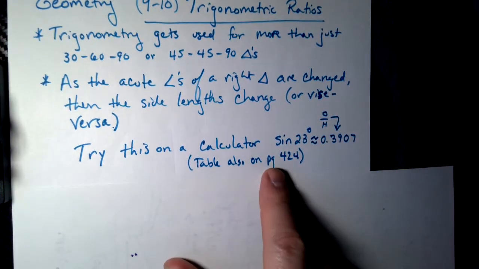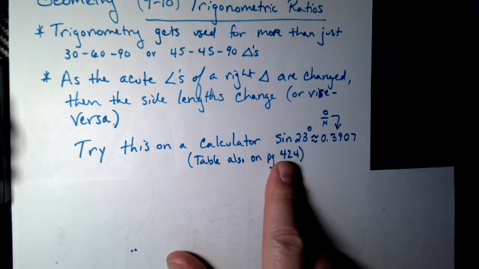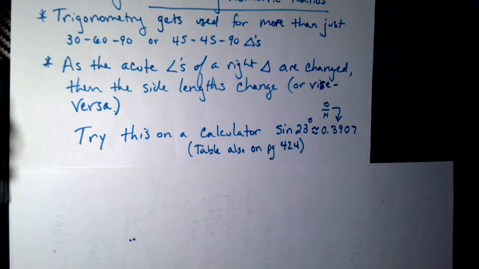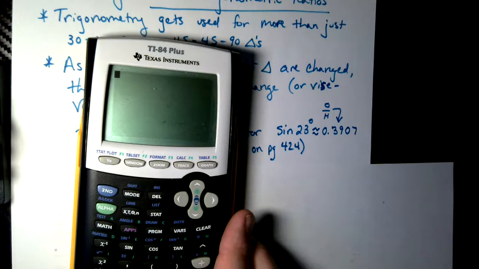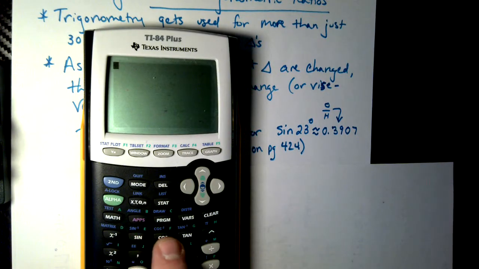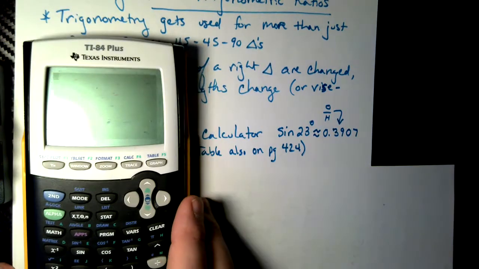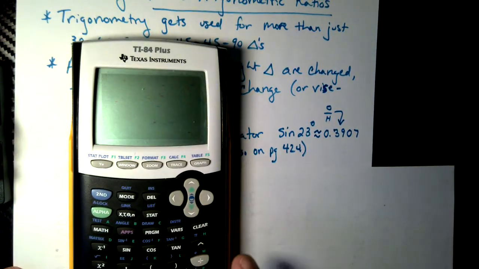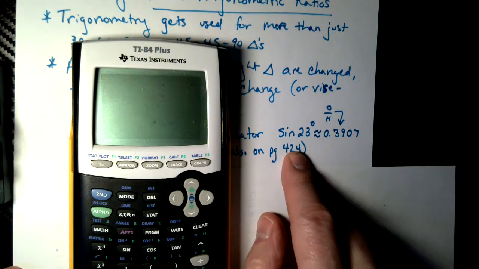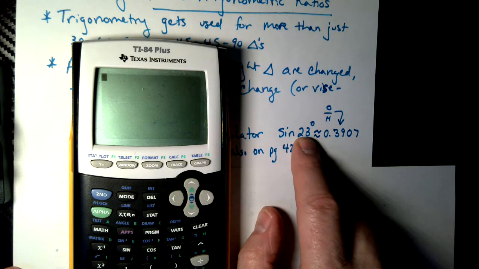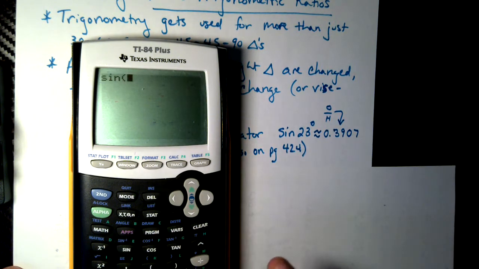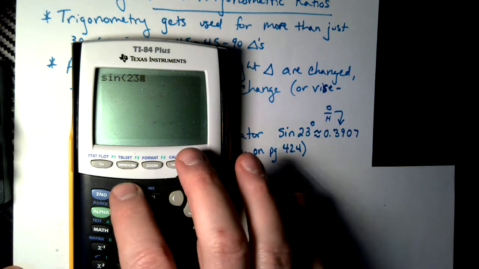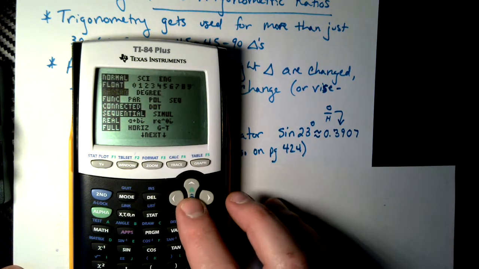They have a table on page 424. I don't recommend it, but if you happen to not have a calculator with a sine, cosine, tangent button, there's a table on page 424 for you. But you could try the sine of 23 degrees. Sine 23 degrees. I got to make sure I'm in the right mode. I'm in the wrong mode.